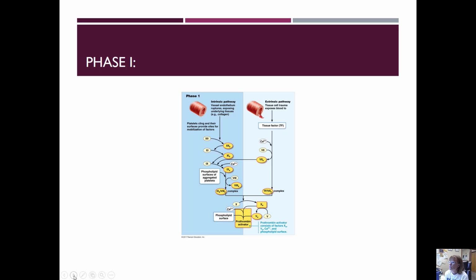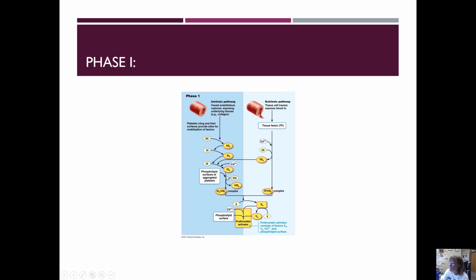So you can see platelets will stick to the collagen fibers that were exposed underneath the damaged endothelium. And then the clotting factors will become activated. So you can see we've got factor 12 becoming factor 12A, which catalyzes 11 to 11A, which then catalyzes 9 to 9A. But notice, in addition to the activation by active factor 11, you need factor 7 and calcium in order to activate factor 9.